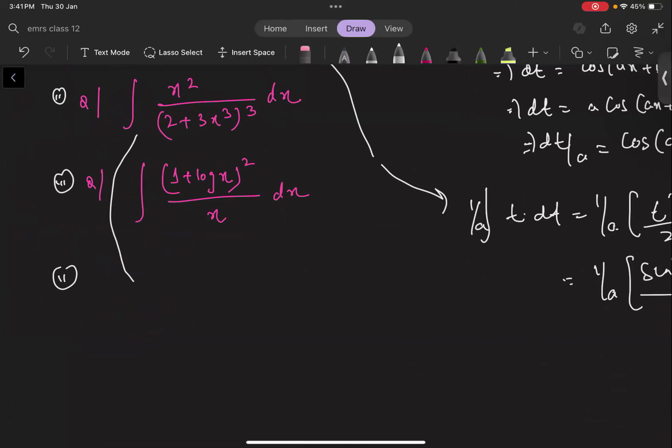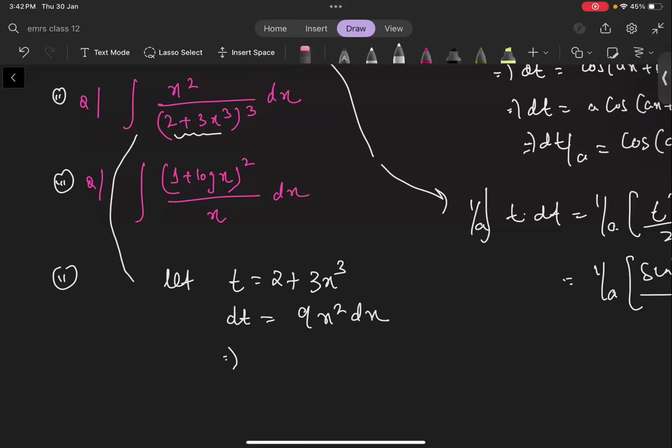Just think, we have two options here. Either we can take 2 + 3x cube equal to t, because once we differentiate this we will get a factor of x square dx. Or else you can also take x cube equal to t, because that will also give you a factor of x square dx. Better to take the entire 2 + 3x cube equal to t. The differentiating factor of this will be 9x square dx, because the differentiation of 3x cube is 9x square.